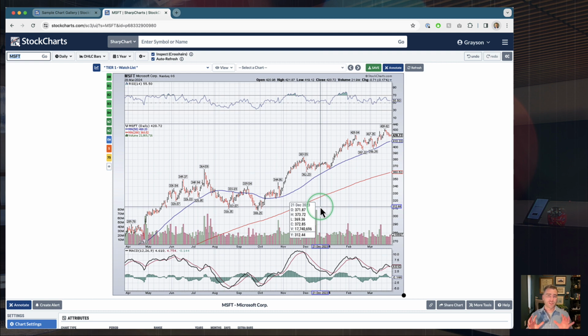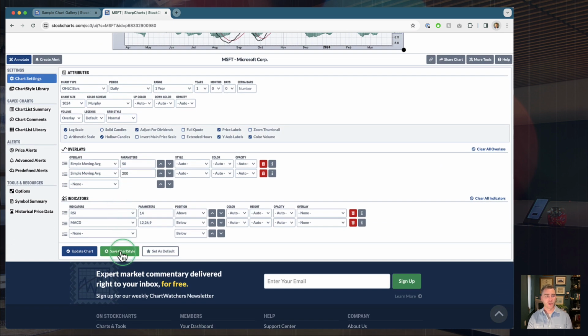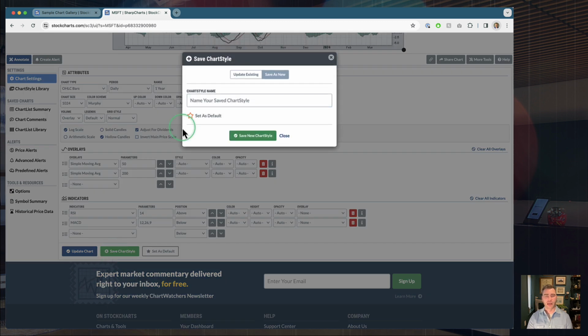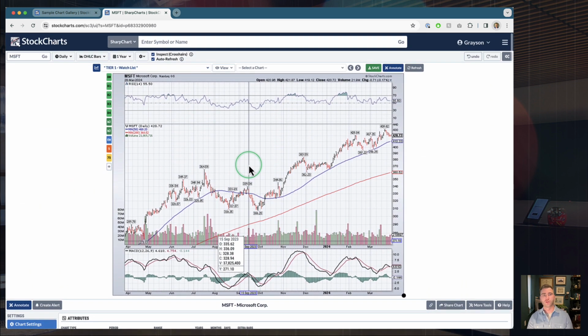Now, you can also save this template to your own account. Easy to do that as well. Down here at the bottom of the page, you can look for that green button in the settings area that says Save Chart Style. Once you do that, you can give it a name, John Murphy style or my default style, whatever you want to name it. And once you hit save, you'll be able to use that as a template in your own account for any of the charts that you're using on the workbench.